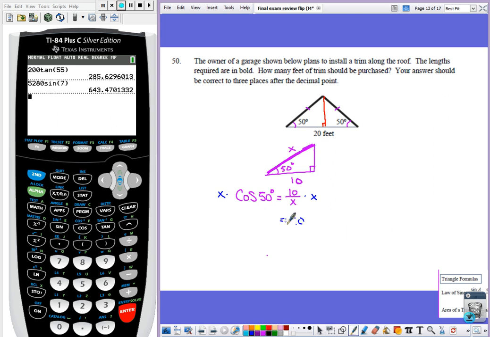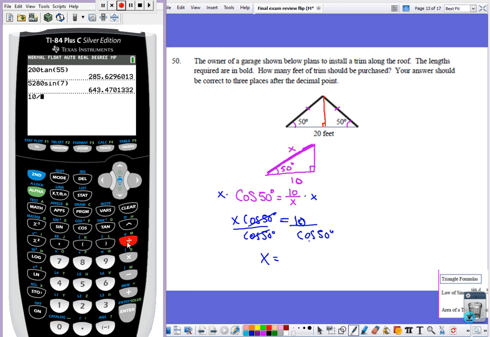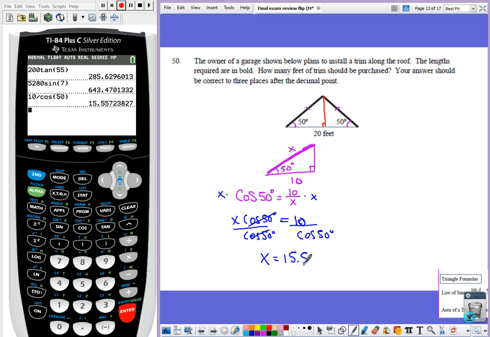So 10 equals x cosine of 50 degrees. Divide both sides by cosine 50, and x equals 10 divided by cosine 50 degrees. And we get 15.557. And here we're talking about feet.